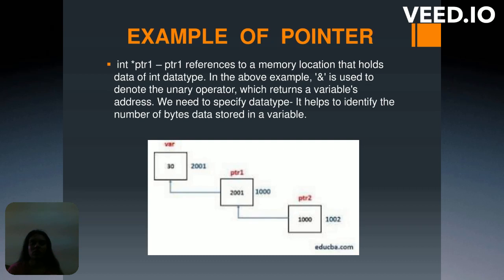An example of a pointer is the integer pointer, as we can see in the slide: int *ptr1, which references the memory location that holds data of the integer data type. As we observe in the above example, the ampersand is used as a unary operator, which returns the variable's address. And as we specify the data type, it helps us identify the number of bytes of the data stored in a variable.